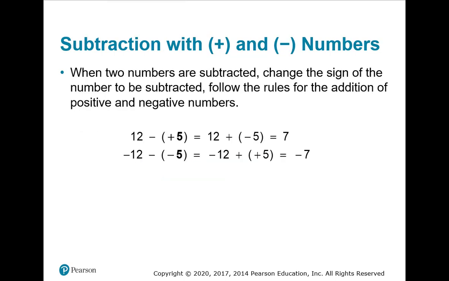When two numbers are subtracted, change the sign of the number to be subtracted. Follow the rules for the addition of positive and negative numbers. So 12 minus a positive 5 is the same as 12 plus a negative 5. So that's 7. Versus negative 12 minus a negative 5. If you minus a negative, you add. So negative 12 plus 5, which would be negative 7.